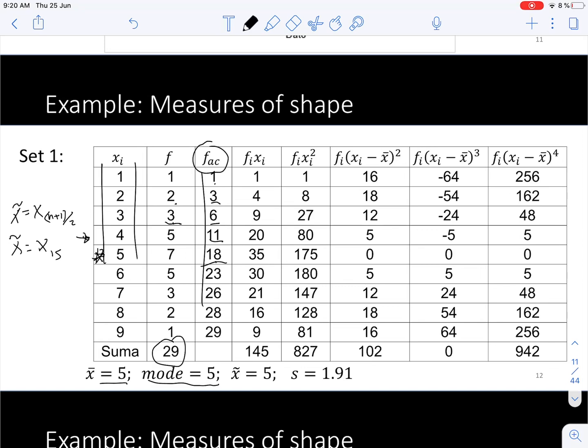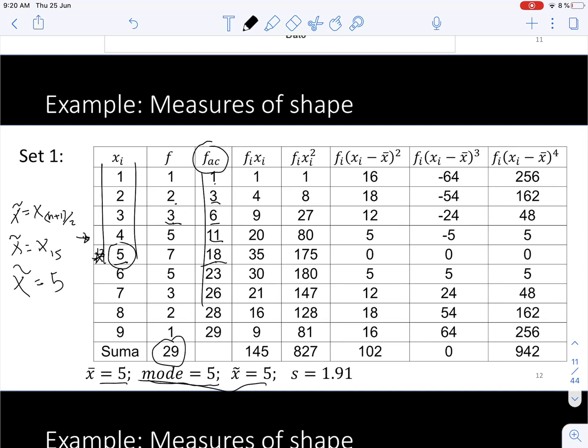Therefore, what are the values that are located here? It's the same, right? Because there are 7 5s. So we have a 5 in position 12 up to position 18. That means that the value in position 15 is a 5, an x equal to 5. Therefore, the median here is equal to 5. So it's not a coincidence that the mean, the median, and the mode are equal to 5. That's because we have a symmetric distribution of the data.